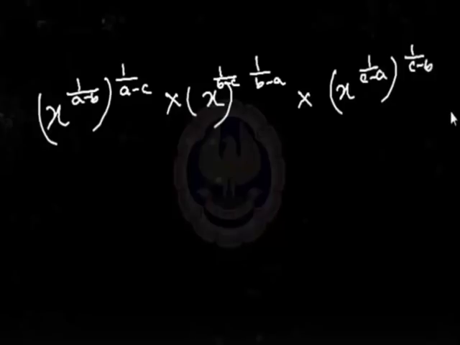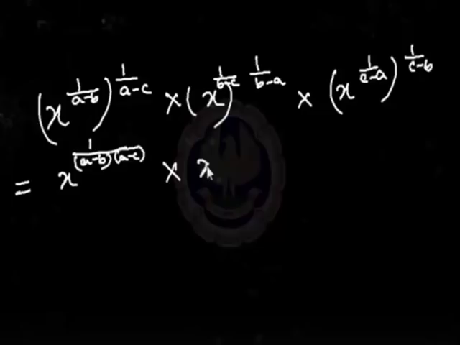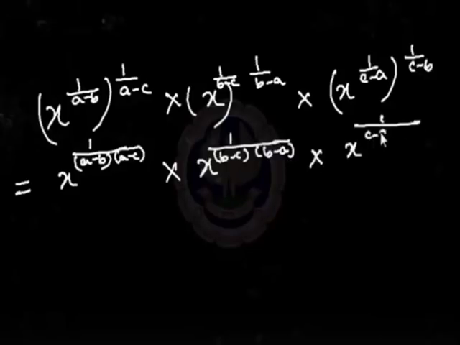Agreed? This is the question. Let's just multiply and get this into a simpler form. So this can be written as x to the power 1 by (a minus b) into (a minus c). Right? Now, this can be written as x to the power 1 by (b minus c) into (b minus a). And this can be written as x to the power 1 by (c minus a) into (c minus b).